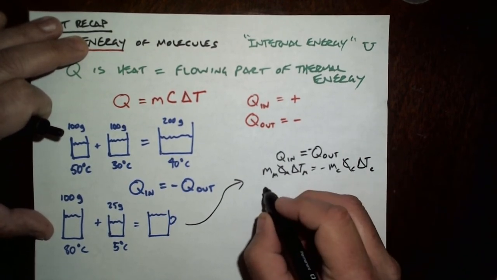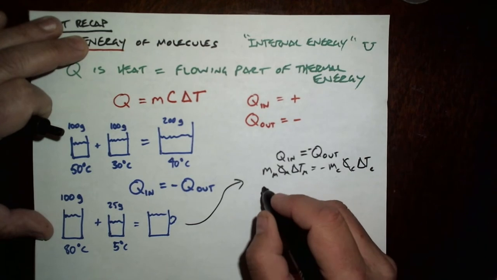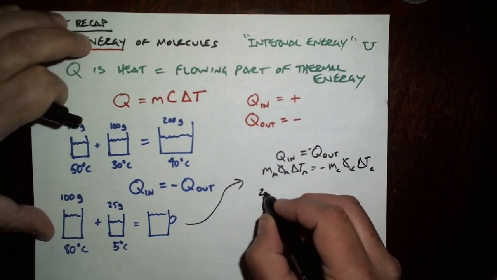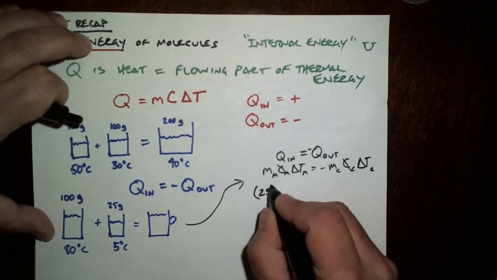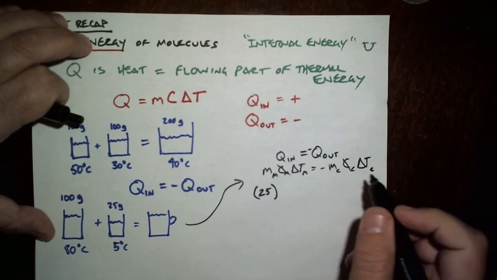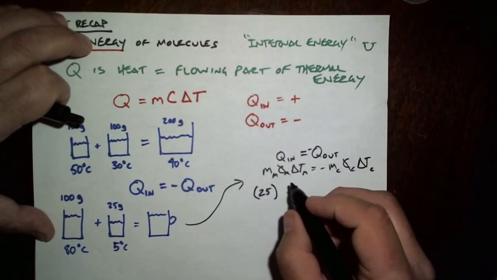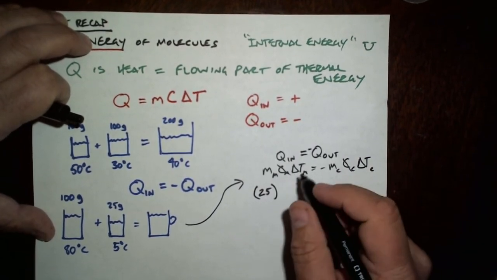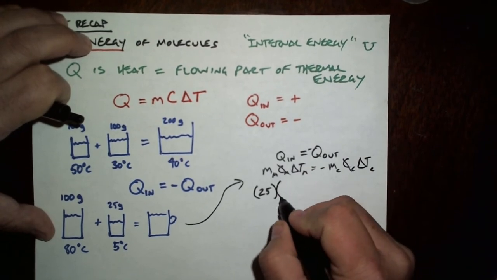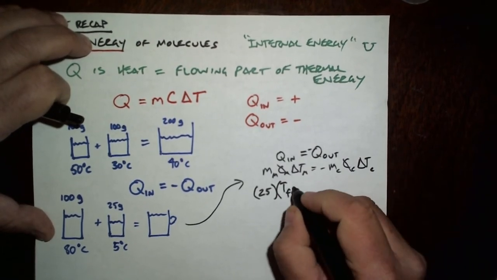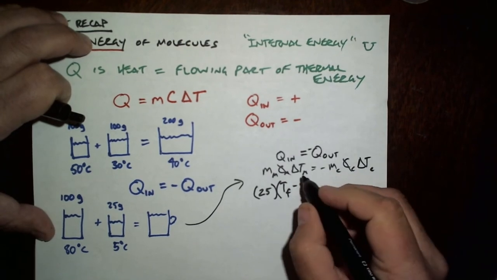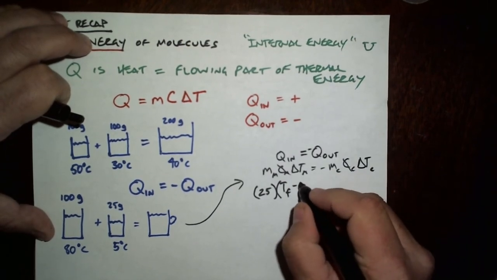Now, the mass of the milk is only 25 grams. I could put this in grams. I could put it in kilograms. I'm going to leave it in grams. The reason you can get away with this is that because it's grams on both sides, we're off by 1,000 on both sides, and it works out okay. If you're worried about it, put it into kilograms. Now, the change in temperature of the milk is the final temperature of the mixture minus the initial temperature of the milk, which is 5 degrees Celsius.